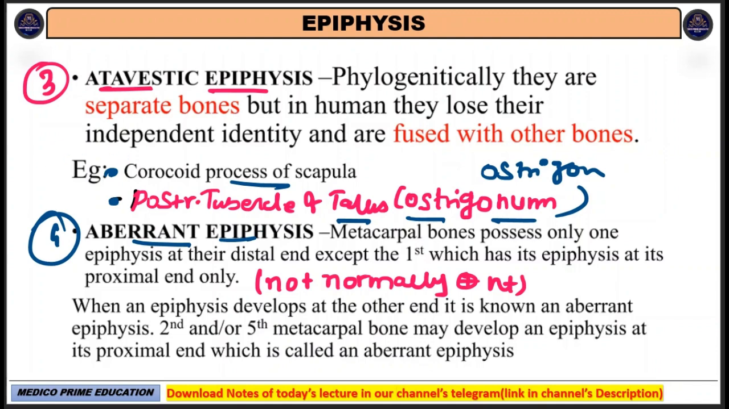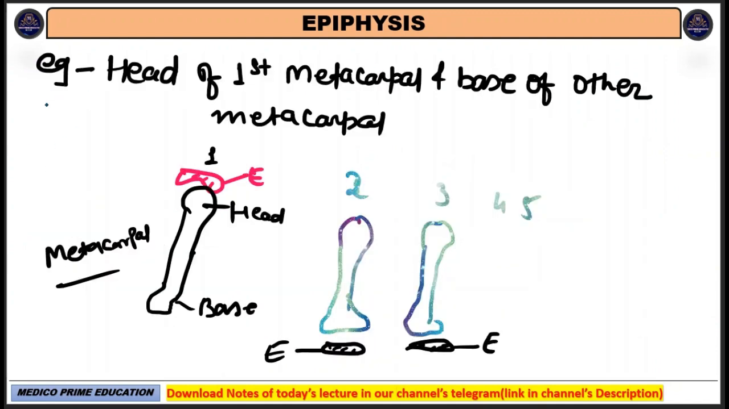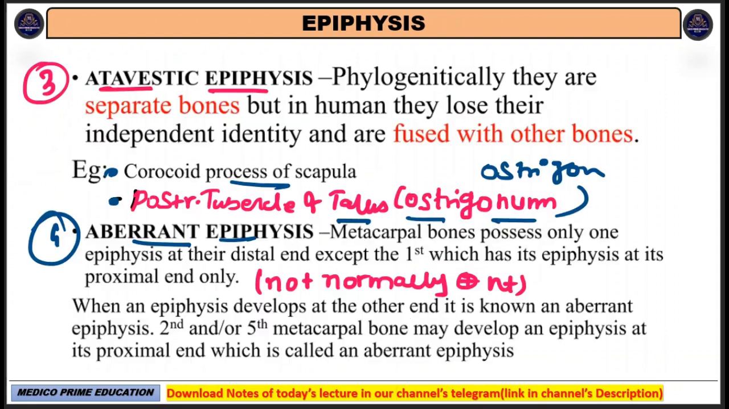For understanding the evident epiphysis you have to write down this slide, like formed evidently. Okay, what you have to write in this evident epiphysis: metacarpal bones. Basically, it is seen in the metacarpal bones. They possess only one epiphysis at the distal end, except the first, which has the epiphysis at the proximal end only.